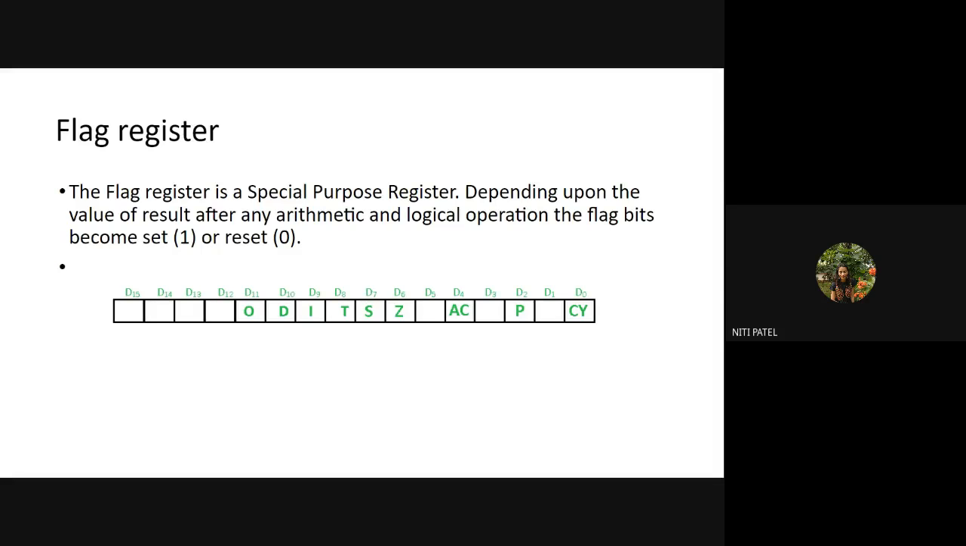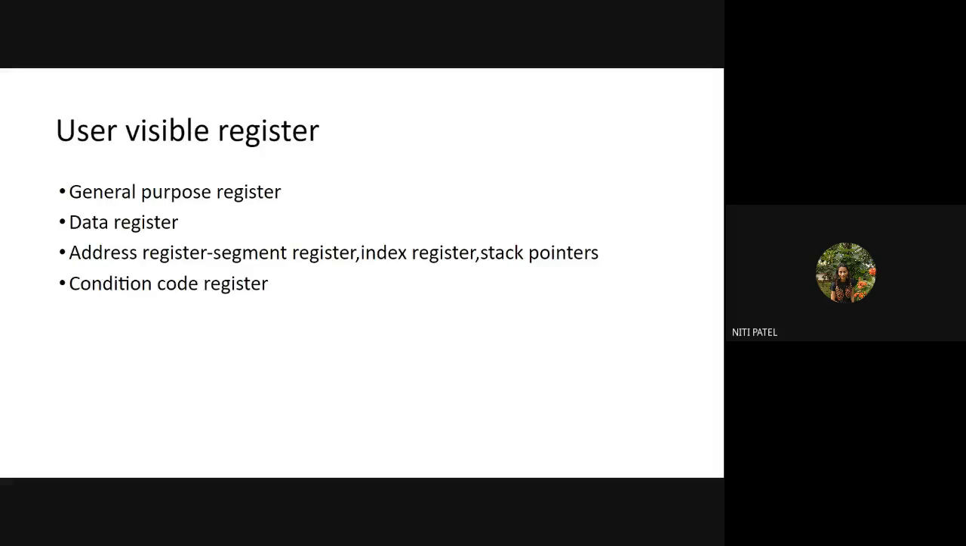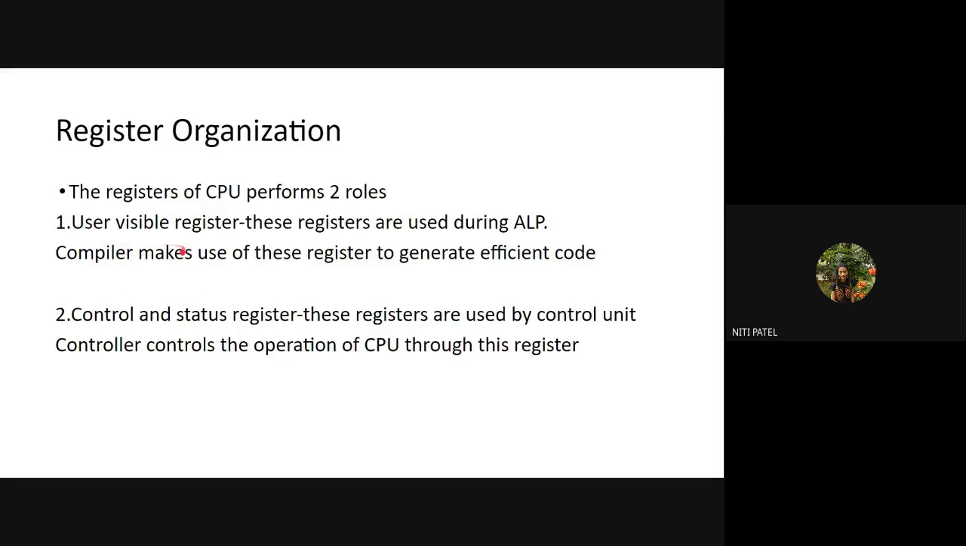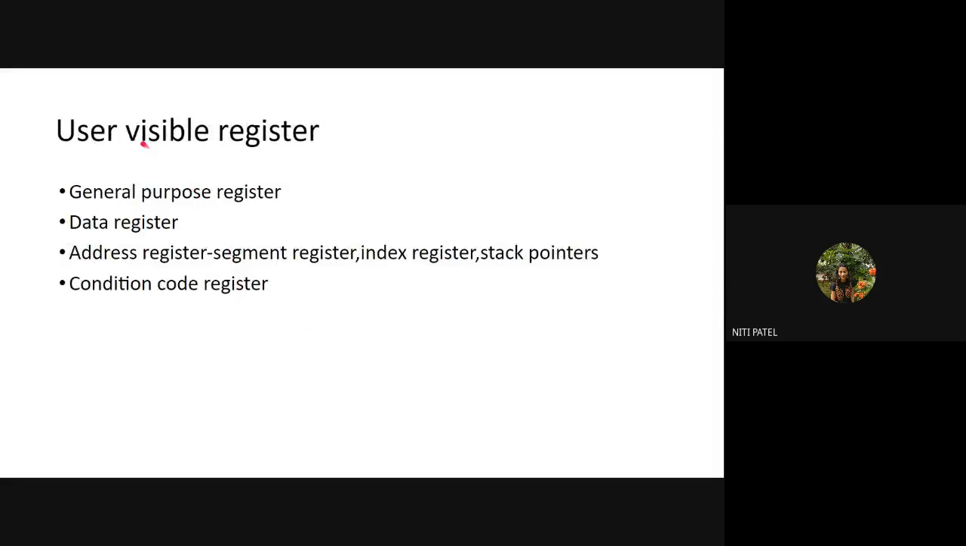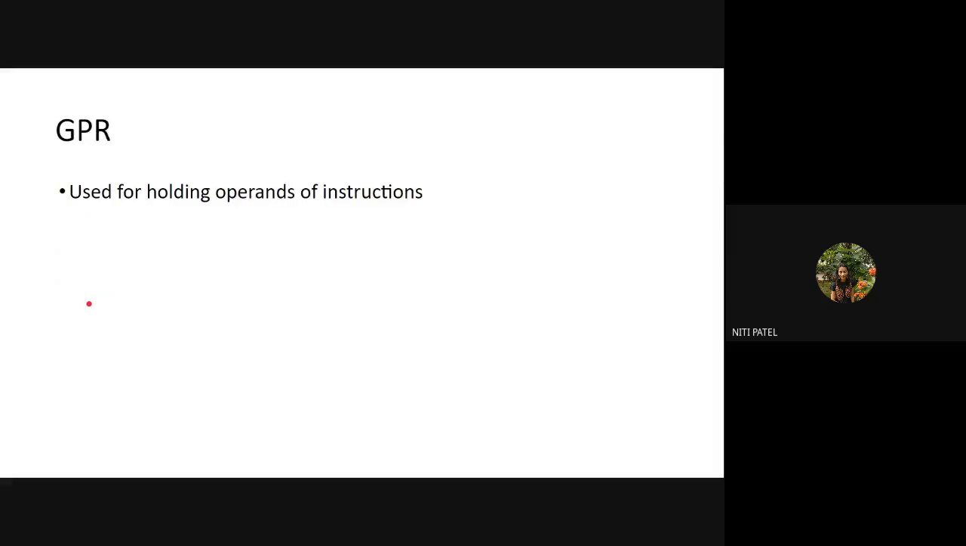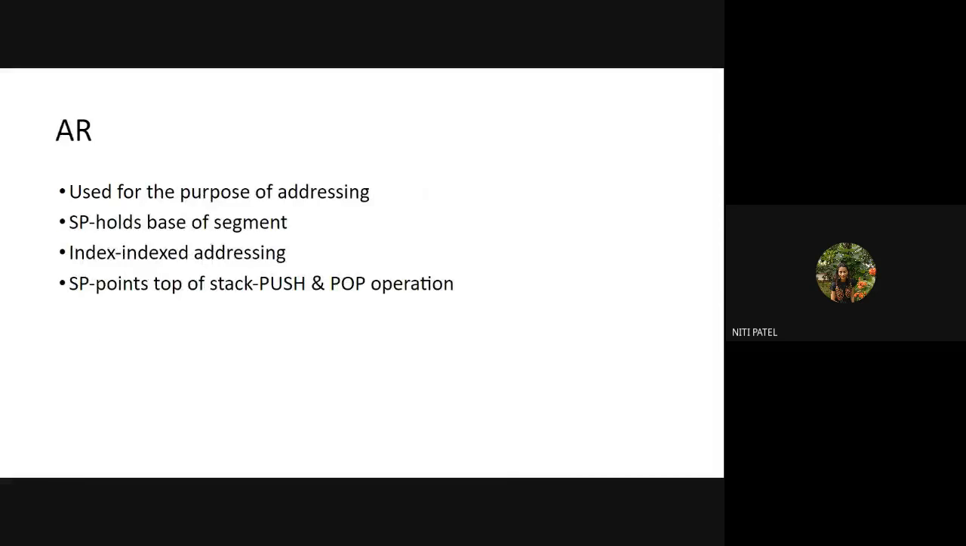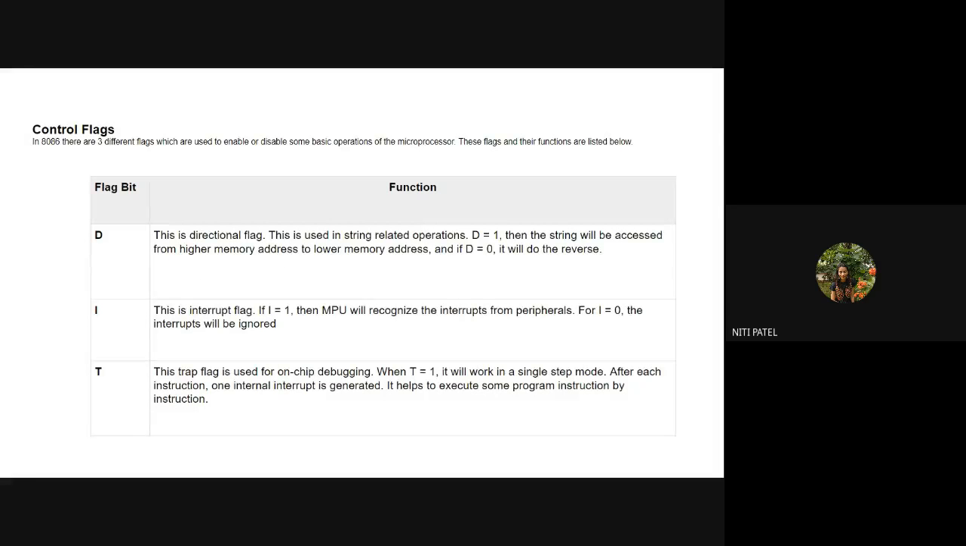So with this, we have completed all the registers of 80386. User visible also, and control and status also. If we come to the list again, user visible is completed, control and status also completed. In user visible we had general, data, address and condition, and in control we had PC, IR, MAR and MBR. We have seen the different types of GPR, different types of control, and different types of AR register also. And we also know now the size of the different registers. Is this clear?